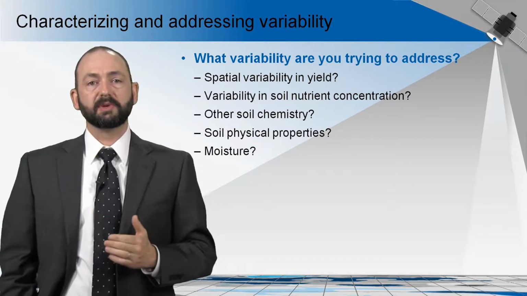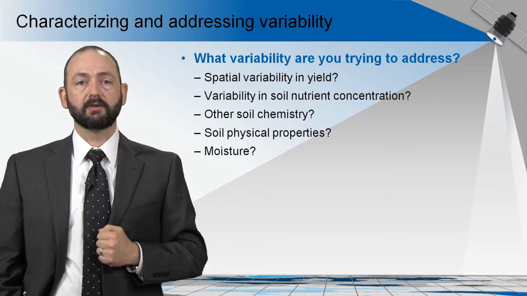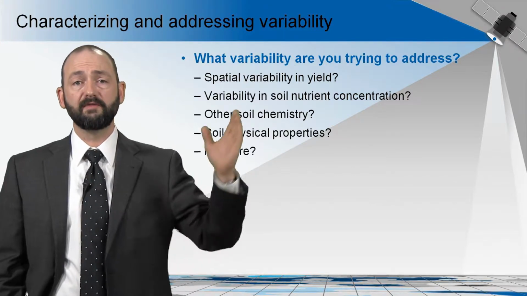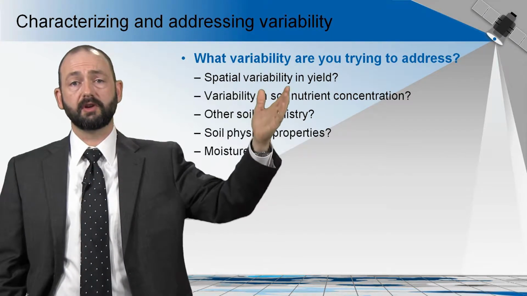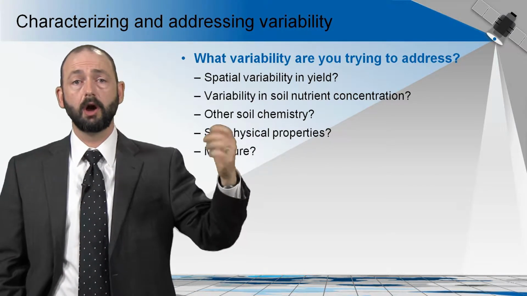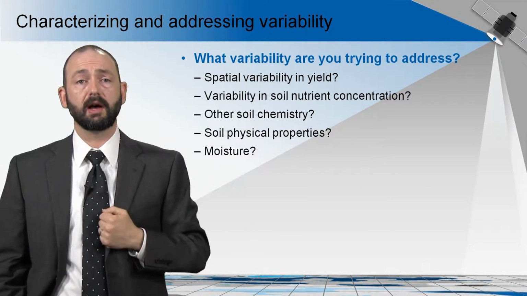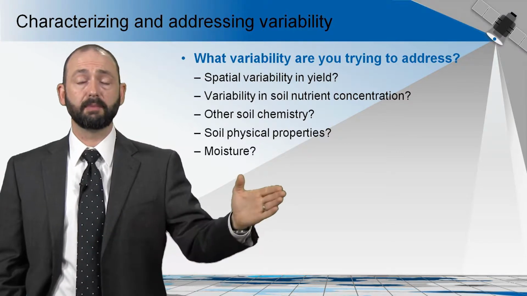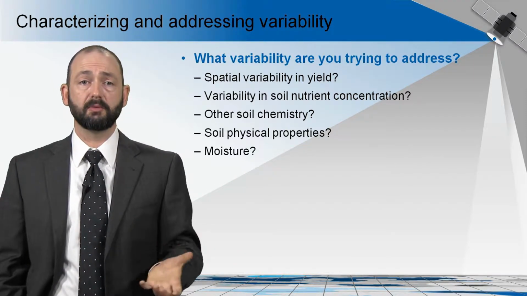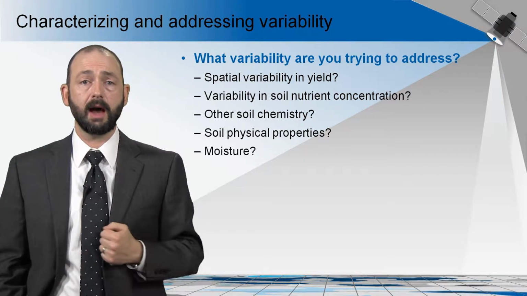When we talk about site-specific nutrient management, characterizing and addressing that variability in the field, you have to answer a few questions. What variability are you trying to address? Are you trying to address spatial variability in yield, trying to bring low-yielding areas up? Are you trying to address variability in soil nutrient concentrations? You've grid sampled the site and you know you have variability in soil phosphorus or potassium and you're trying to bring those low areas up into that optimum range.